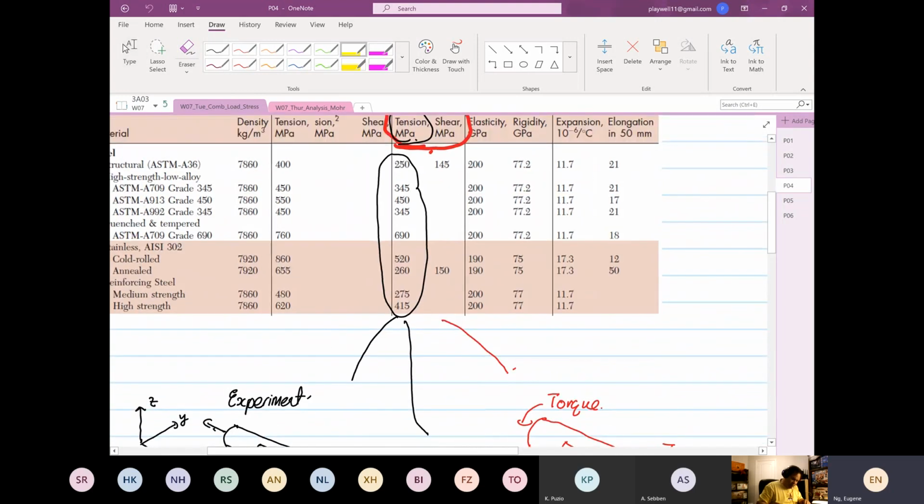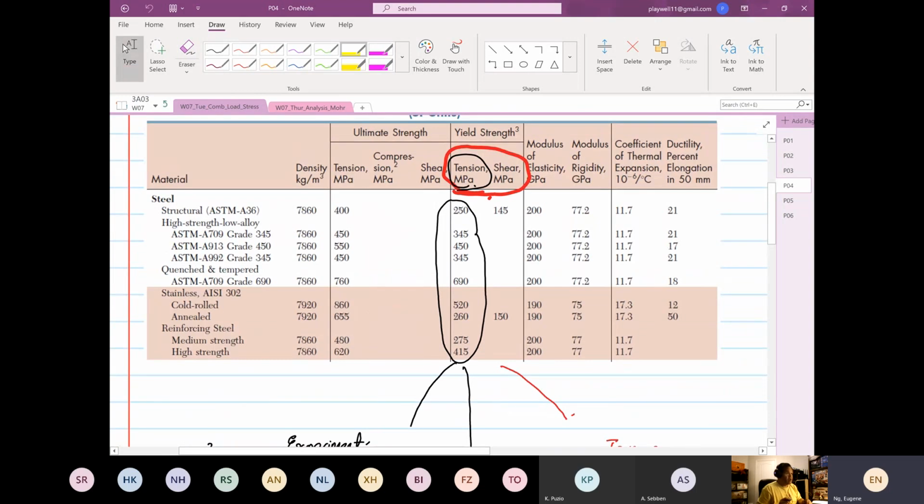Okay, so we have the yield stress in tension, and the yield shear stress. That's where you see the 145 and the 150. These are all taken in one direction only, where they're all measured in one direction only.